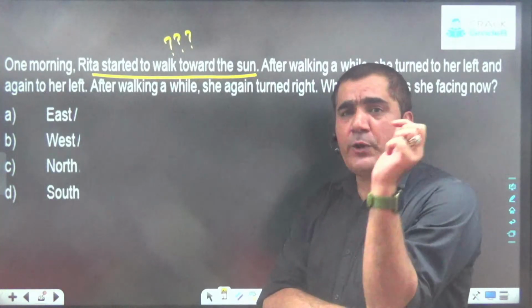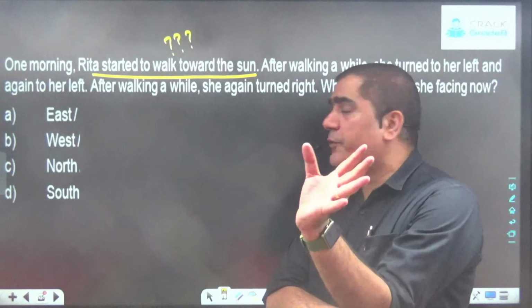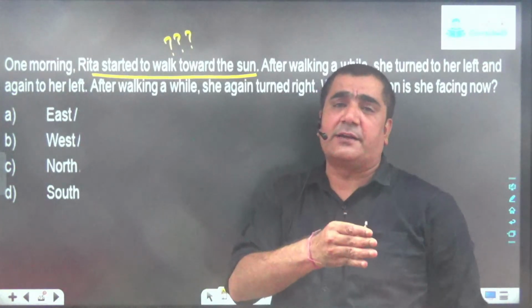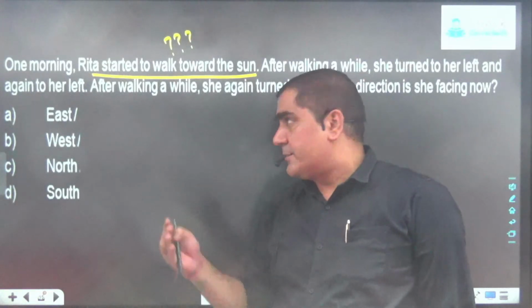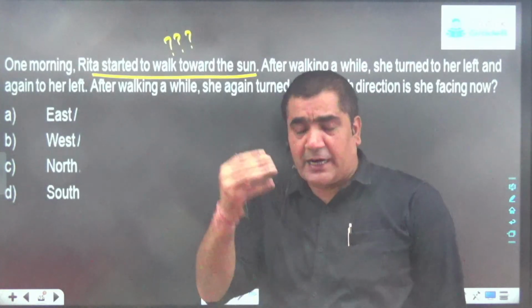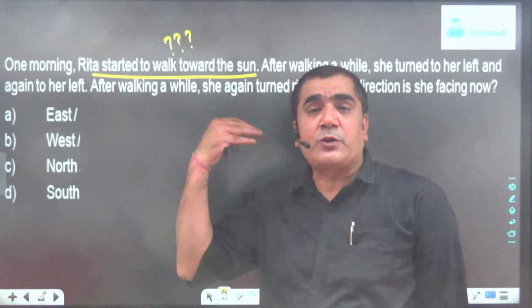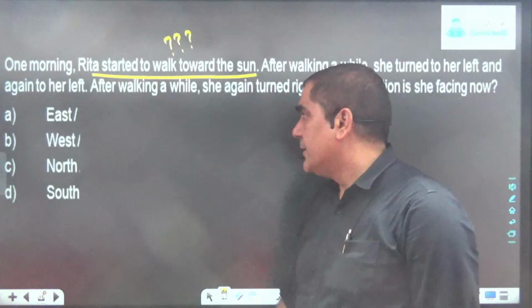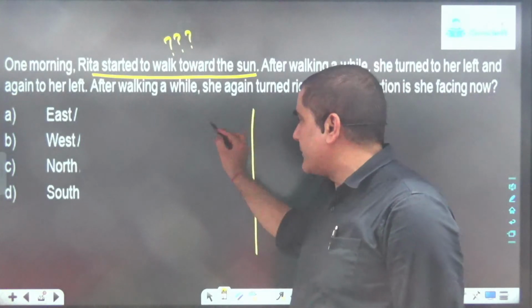See, there can be two cases. First case will be when Rita is moving towards the sun, and second case will be when Rita is moving away from the sun. Or the other way they will say like this: one evening Rita started moving with his back towards the sun. Means anyway, two types of question are going to come.